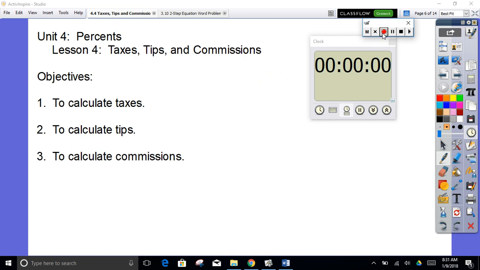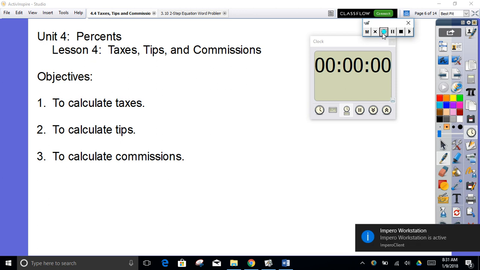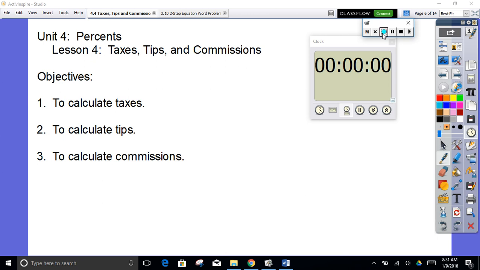Today's lesson is continuing our work on percents. This is where it gets more specific to what we're learning this year, what we've learned up until now. Should have been a review from things that you may have learned previously. Today we're going to be talking about how to calculate taxes, tips, and commissions.